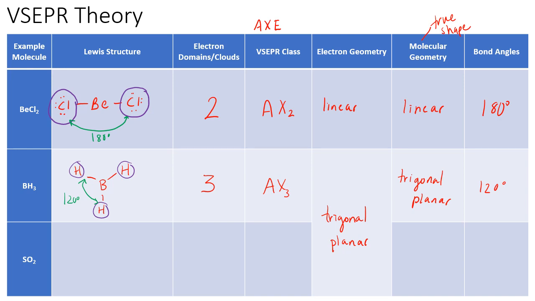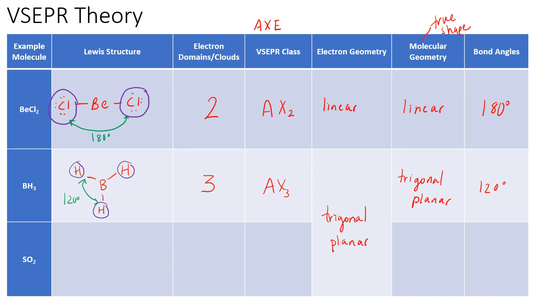Now our next example, SO2, what's going to happen if we still have 3 electron domains around the central atom, but we replace one of our bonding domains with a lone pair or a non-bonding domain? So this is going to fall within the same family, but our shape is going to be a little bit different and our bond angles are going to be a little bit different.